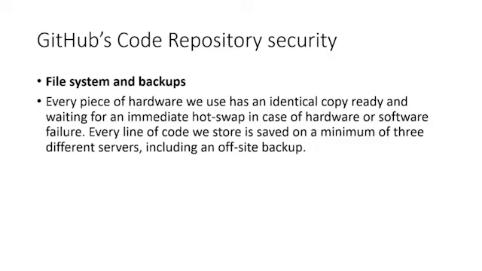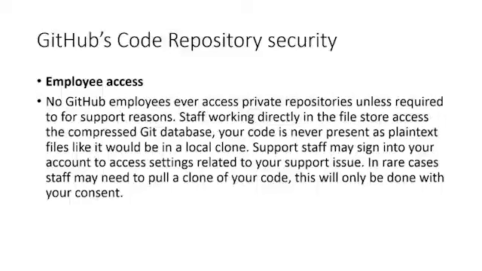Every line of code they store is saved on a minimum of 3 different servers, including an off-site backup. So they've got them on 3 servers, redundancy built into their file system, and they've got a backup off-site in case something happens to that whole facility. Outstanding. Their employee access. All right, so they're still talking about, earlier I said, who has access to our data.